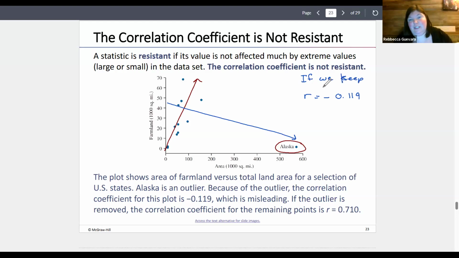So if we keep Alaska, we're going to get this, which is going to tell me that I have a very, very weak, I'm going to say very weak negative linear association. I'm not even sure if you can argue it's linear at that point.